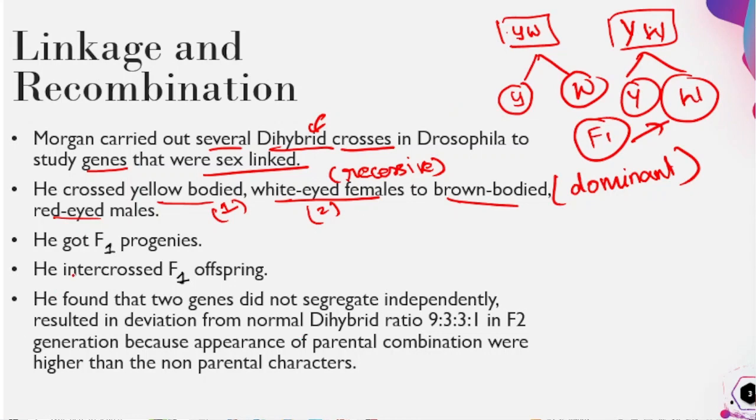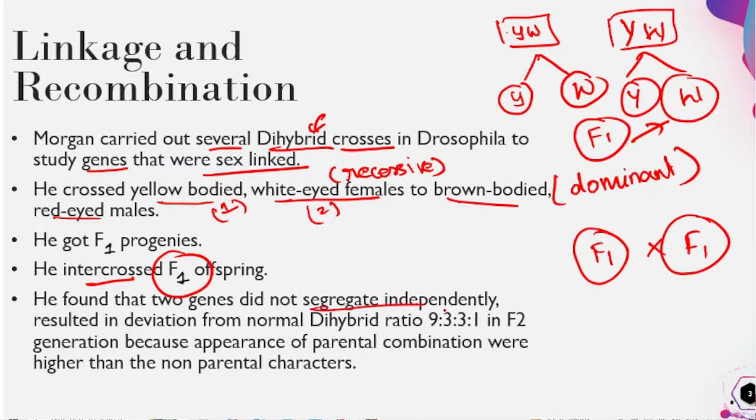After getting the F1 generation, he intercrossed the F1 offspring. That is, for example, this is my F1 generation. He crossed the F1 generation together. He found that two genes did not segregate independently. Two genes were not independent of each other. In the law of independent assortment, we studied that when you cross two different characters, one character will not be dependent upon the other character, right?